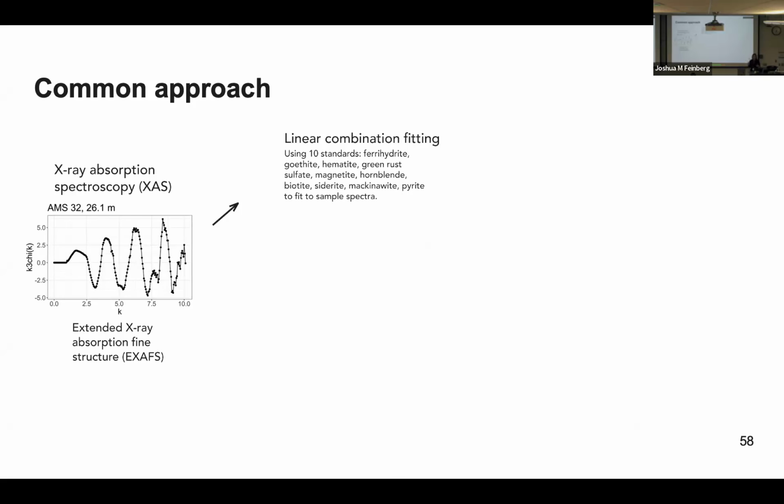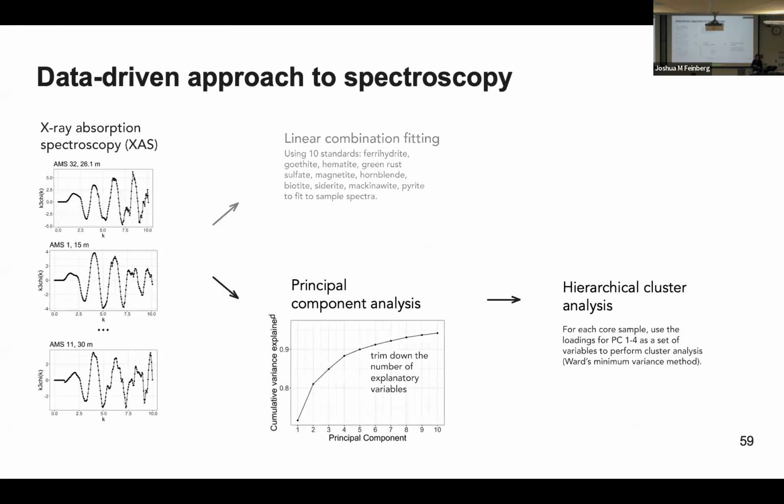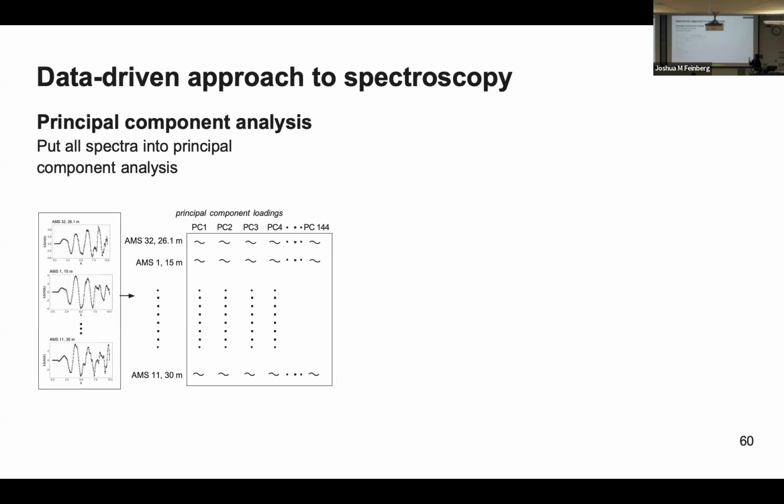But the approach that we wanted to take here, because we were analyzing a lot of spectra, was a data-driven approach to spectroscopy. So we collected all our spectra, but first performed principal component analysis to look at the data all together, and then from the principal component analysis, performed hierarchical cluster analysis to see if we could define different groups of the redox transformations that were occurring. First, for principal component analysis, we took all the spectra, all the samples, which is again a core at certain depths, and then we get our principal component loadings, and we can take a first look to see what this means.